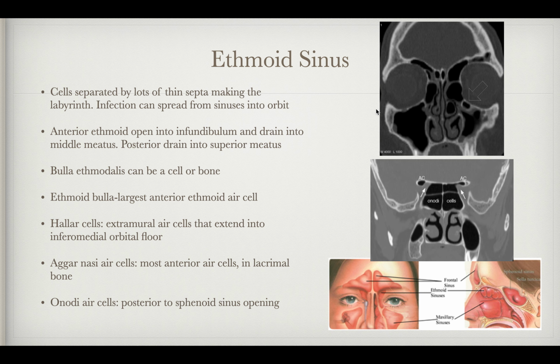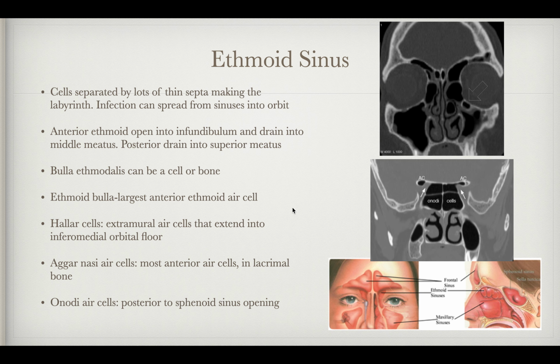Anterior ethmoid will open into the infundibulum and drain down the middle meatus, while the posterior ethmoid will drain into the superior meatus. A little bit backwards, but the bulla ethmoidalis can be a cell or a bone, and the ethmoid bulla is going to be the largest anterior ethmoid air cell. The Haller cells are extramural air cells that extend into the infraorbital floor. So here are the Haller cells.